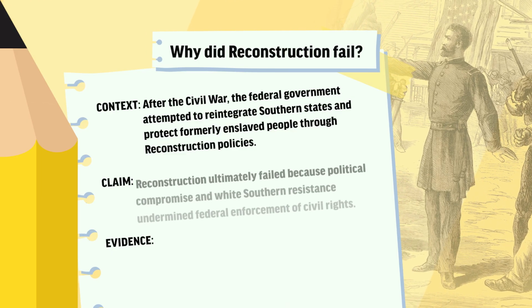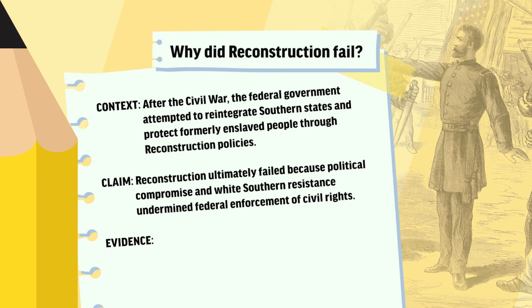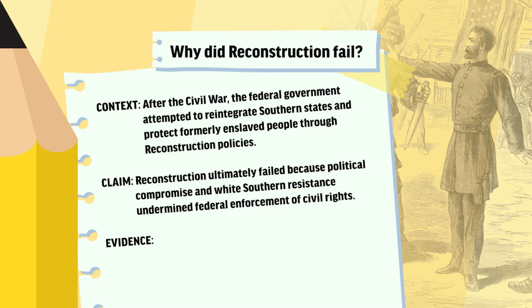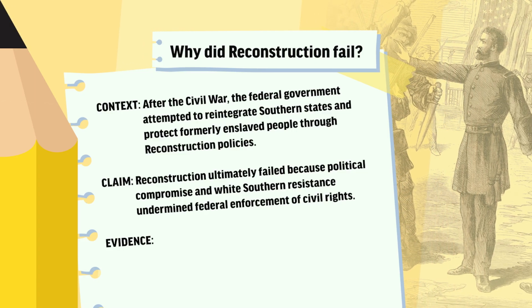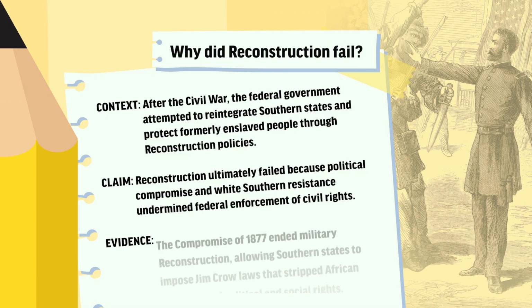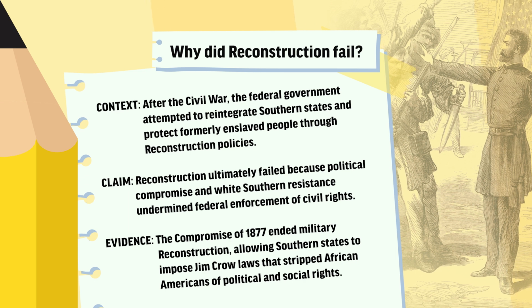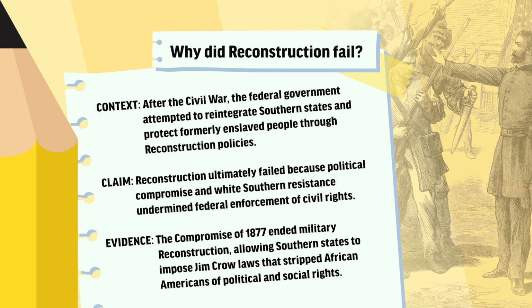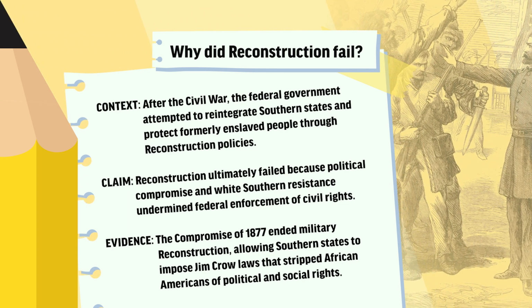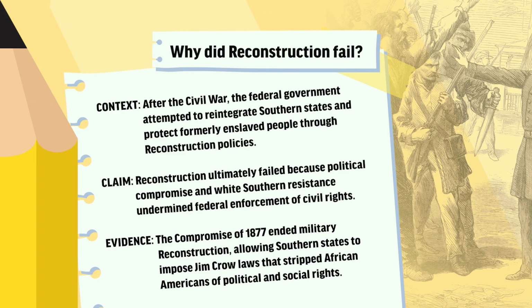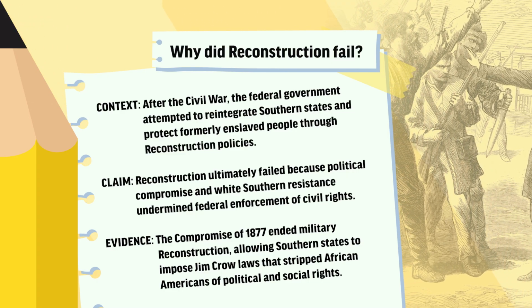Reconstruction ultimately failed because political compromises and white southern resistance undermined federal enforcement of civil rights. And finally is the evidence. The Compromise of 1877 ended military Reconstruction, allowing southern states to impose Jim Crow laws that stripped African Americans of political and social rights. 3 sentences, clear thinking, and AP-style reasoning.